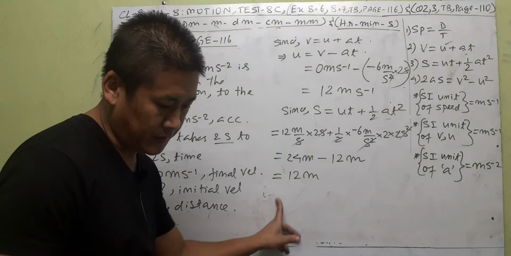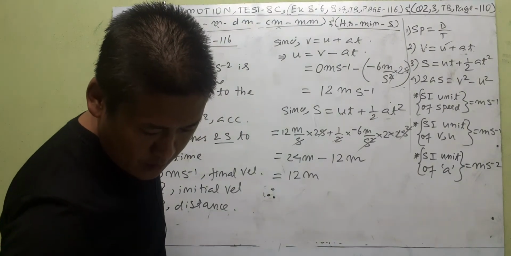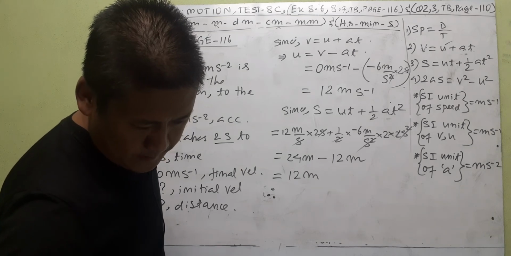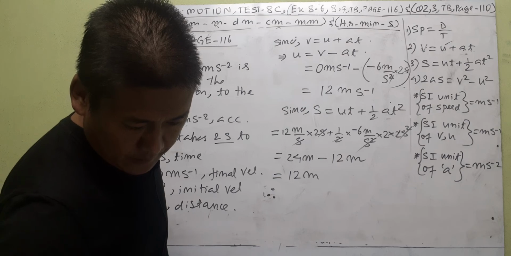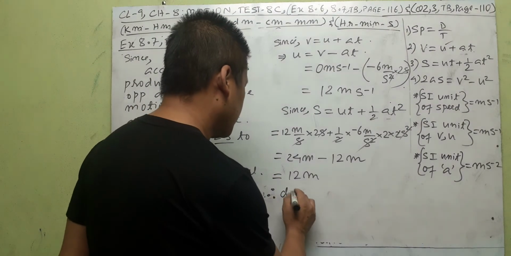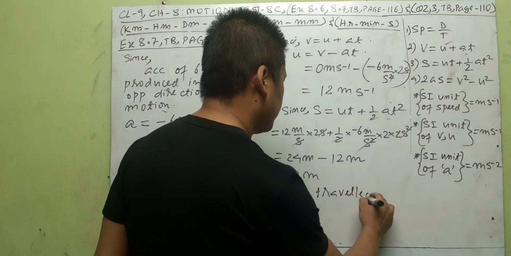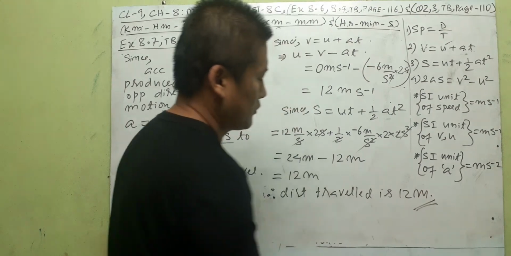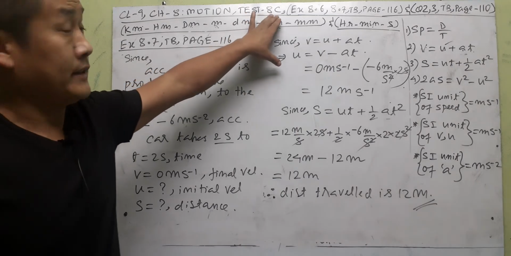Therefore, according to the question text language, the distance covered by the car, calculate the distance traveled during this time. So the distance traveled by this car during this time is 12 meter. So that concludes your answers, test portion 8C. Okay.